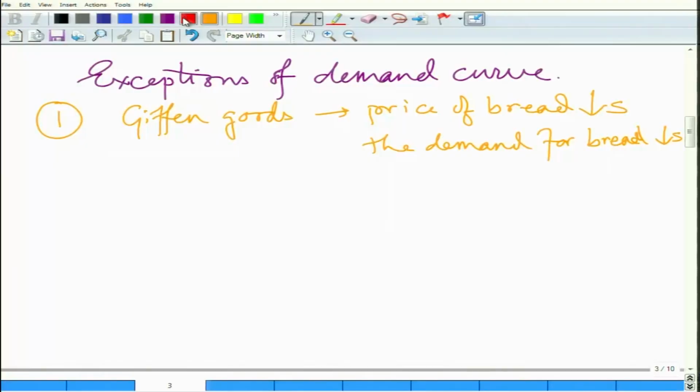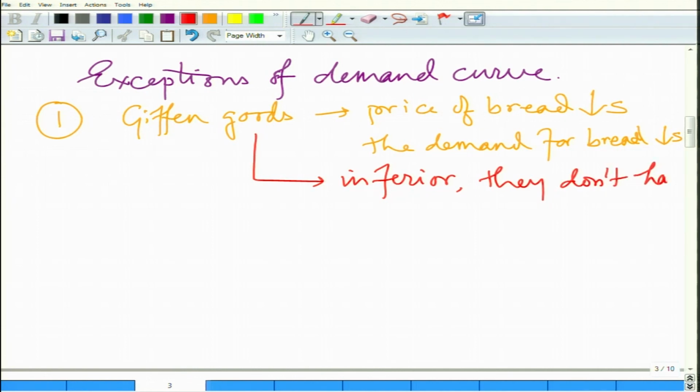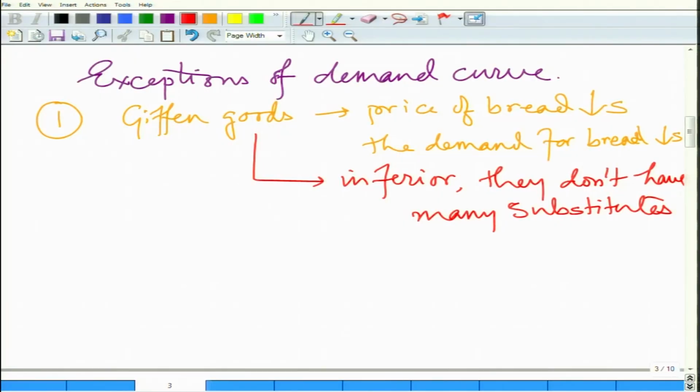Giffen goods' most important characteristics are that they are inferior in nature, and they have only a few substitutes. That means when the price increases, it has been found that during famine, say they have two food items, one is potato, one is meat.